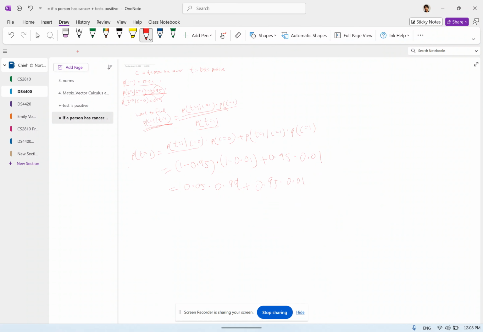So in order to find the probability of C equals 1 given T equals 1, we just substitute everything back in. So 0.95 times 0.01 divided by everything that we have here, 0.05 times 0.99 plus 0.95 times 0.01. And this should give you roughly 0.0876. And that is our final answer.